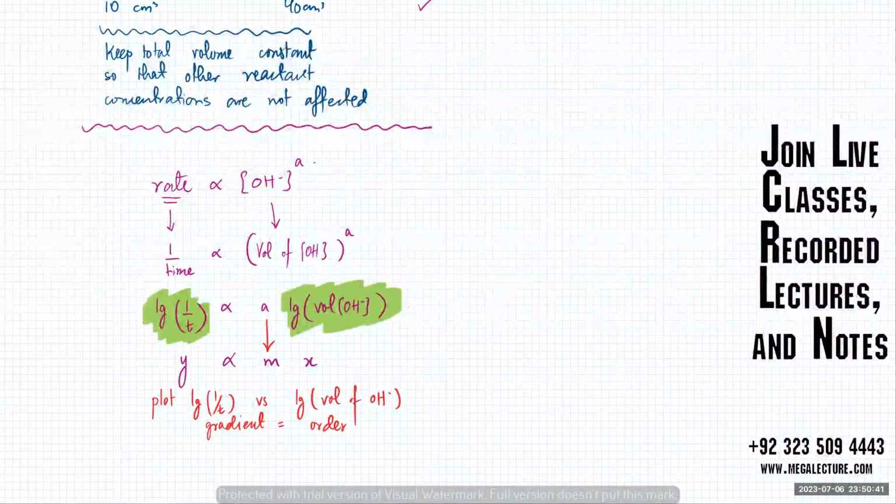Okay. So that's about it. There's an iodine clock which we'll do tomorrow, in the next class. Okay. Tomorrow probably.